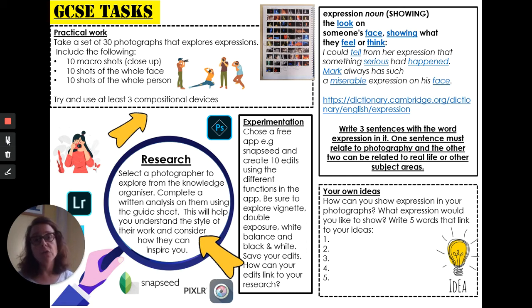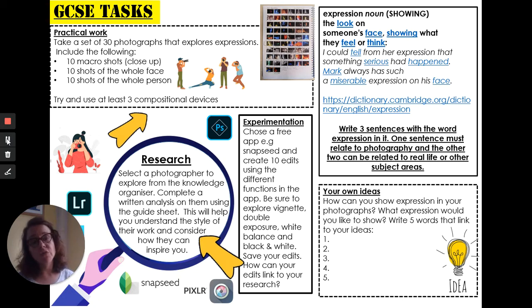I would like you to do written analysis as well. So you're refreshing those skills of how to write and how to describe the work of another artist or photographer. I have included the image analysis guide sheet on here with all the questions on that you can respond to. So there's lots of information, lots of tasks on here.